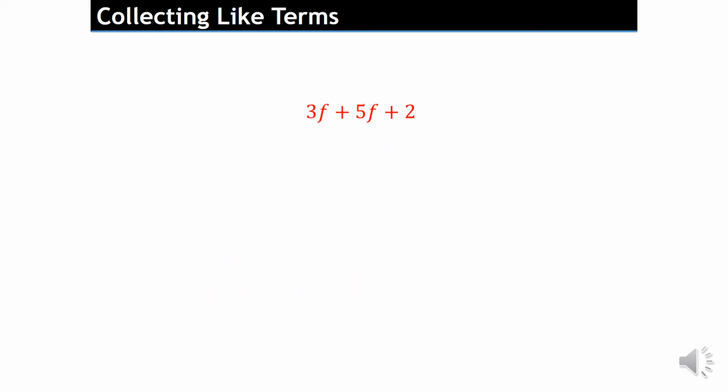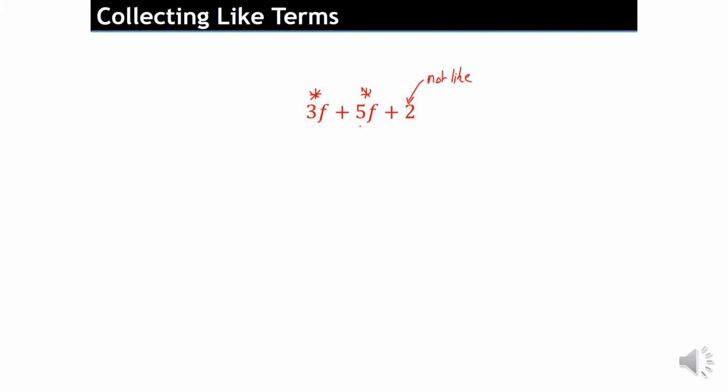Okay, so let's have a look at this. So we've got 3f, add 5f, add 2. So we can see these two are like terms because they both have f and neither of them has a power. So these two are like. This one though, it doesn't have an f. So this one is not like the others.